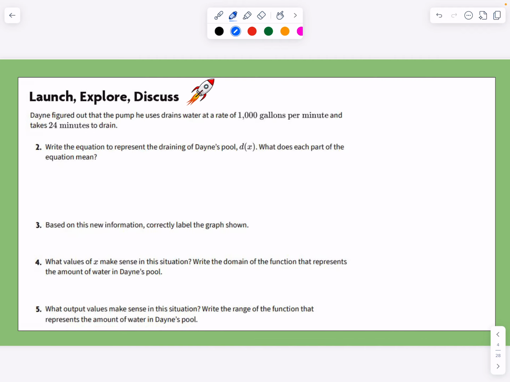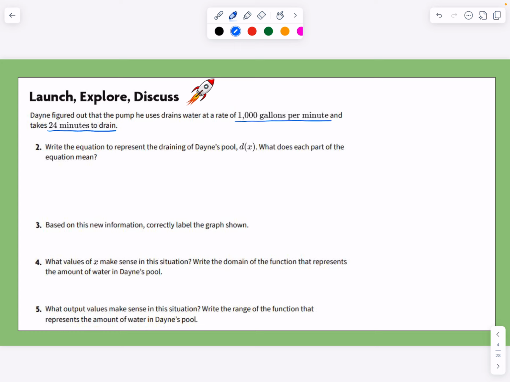All right. So write an equation to represent the draining of Dayne's pool. What does each part of the equation mean? So Dayne, first of all, figured out the pump he uses drains the water at a rate of 1,000 gallons per minute, and it takes 24 minutes to drain his pool. So from that story, we're supposed to come up with an equation to say, okay, if that's true, then what's an equation that we can use for his pool?